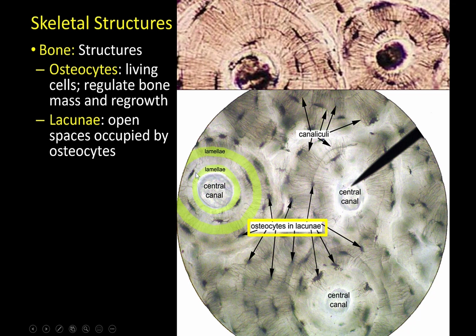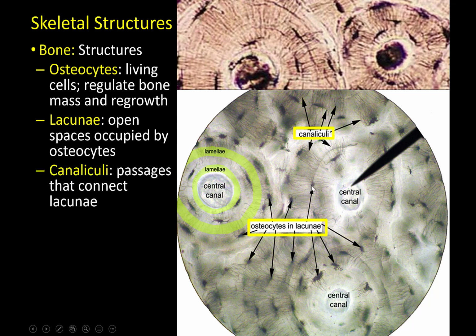Remember, all of this matrix here that's filling in the space of the bone is solid calcium carbonate and calcium phosphate. The holes that you see here, these dark spots, these are little caves, little openings called lacuna. These little openings are where the living cells reside. Okay? These hollow spaces are where the cells themselves can be found.